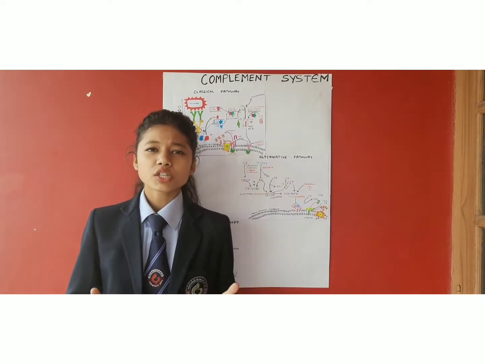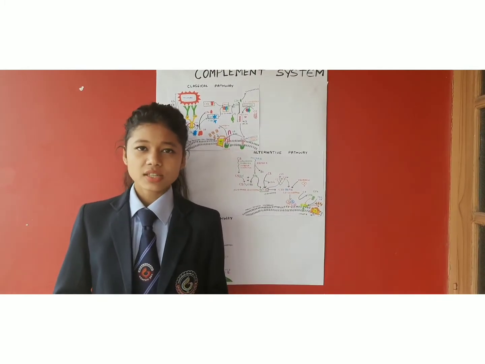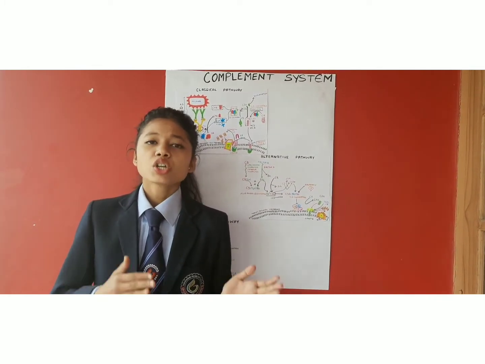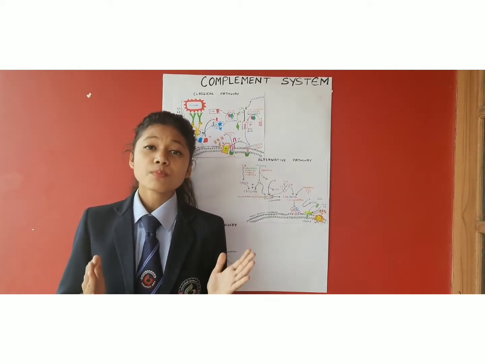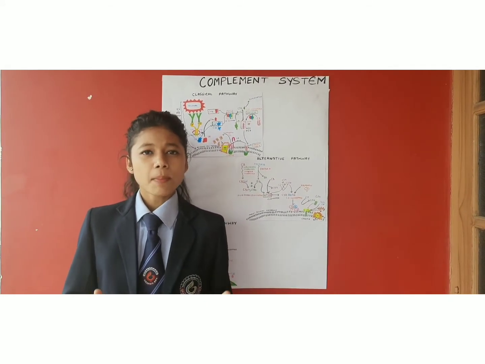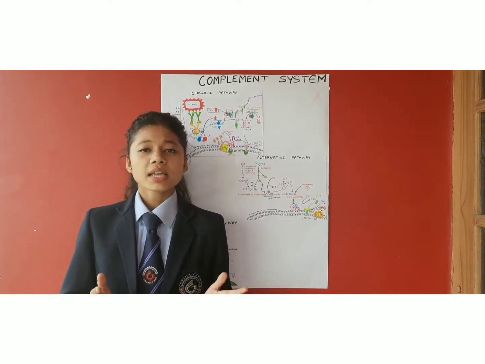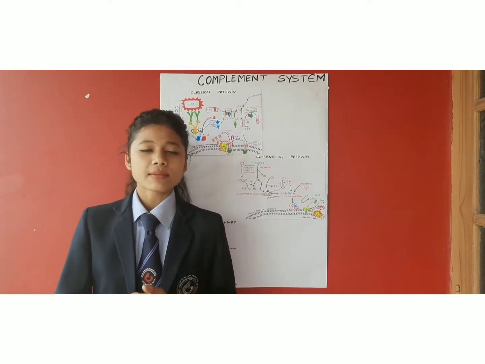The complement system is part of the innate immune system, which enhances or activates the antibody to wipe out the pathogens or any damaged cells. It includes more than 30 proteins. It is a part of the innate immune system but can also be activated through the acquired immune system.